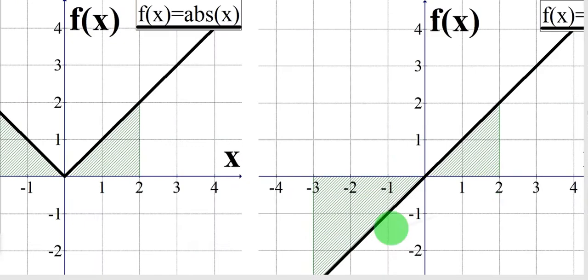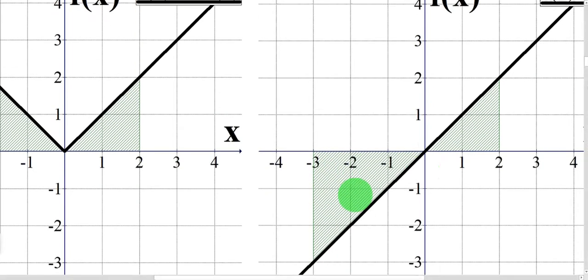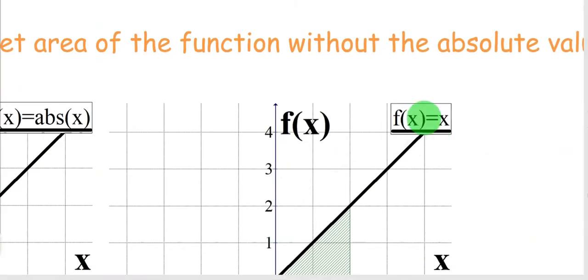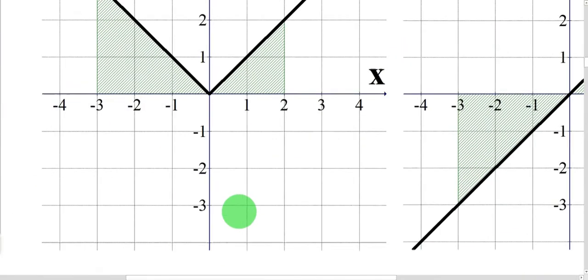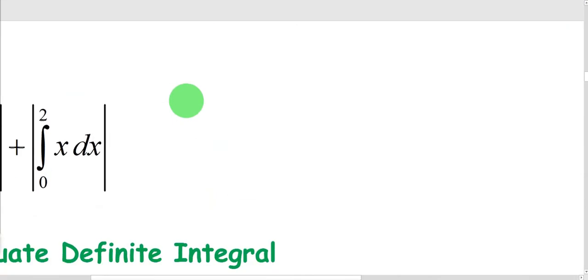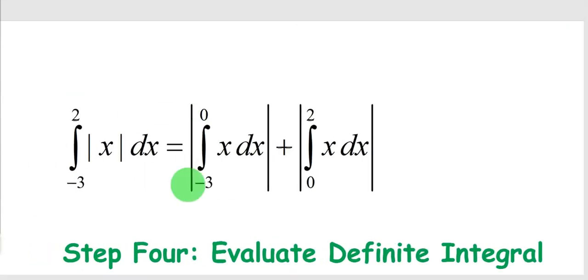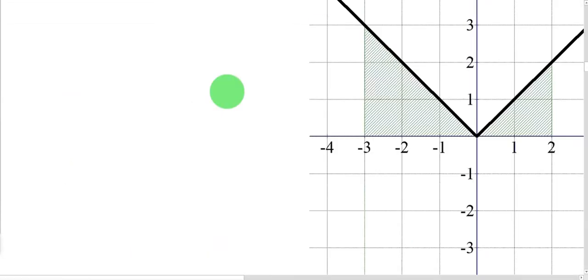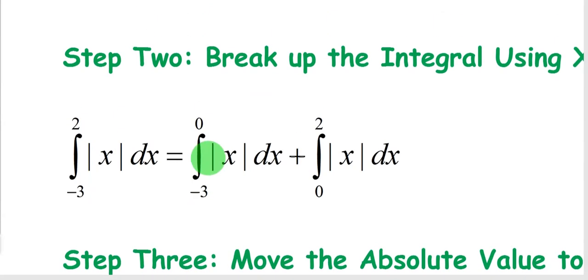So what that means is we're just going to find the definite integral of this, put the absolute value bar around it, take the definite integral of this, put the absolute value bar around it, and that will give us this area over here. So that's going to look like this. The absolute value bars will just be moved to the outside of the integral rather than being on the inside. We're doing that because now we can take the antiderivative of x. So basically what we're doing is just taking these absolute value bars and moving them to the outside.